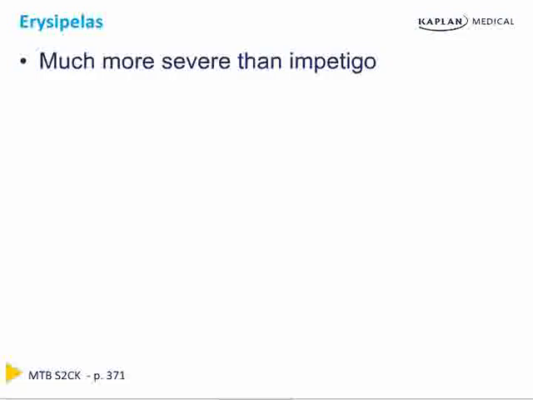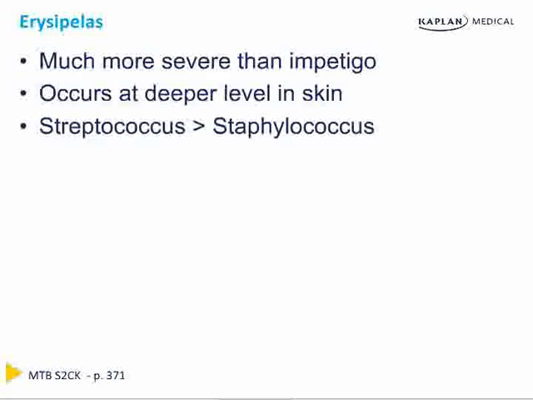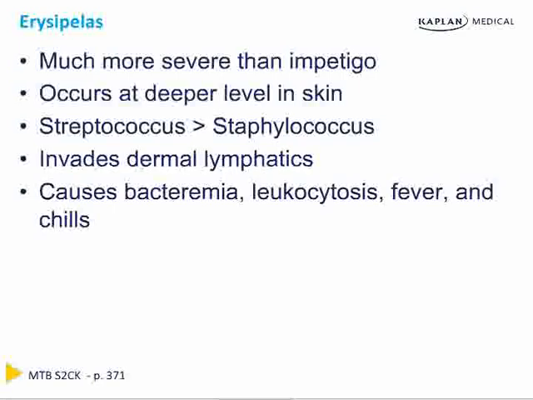Erysipelas is deeper. It's into the dermis and the epidermis. It's more severe because it's deeper. It goes into that dermis. Now, it's still streptococci and staphylococci, but erysipelas is particularly more streptococcus. The streptococcus on the skin is Strep pyogenes, group A beta hemolytic strep. That's what causes erysipelas. It invades those dermal lymphatics, and it can cause bacteremia.